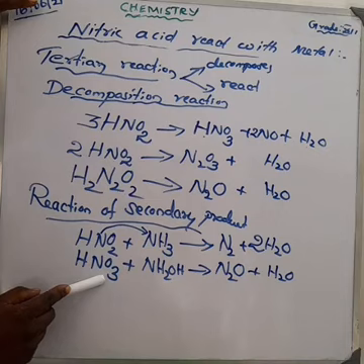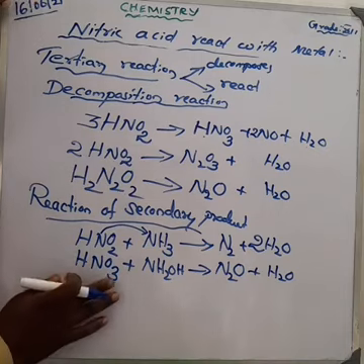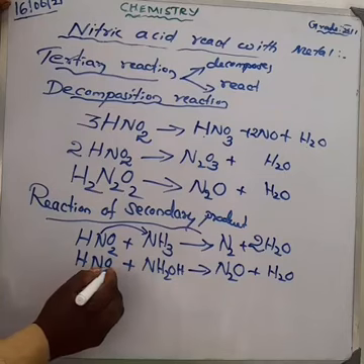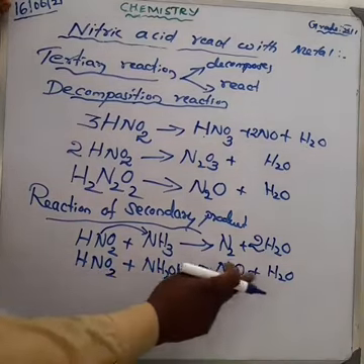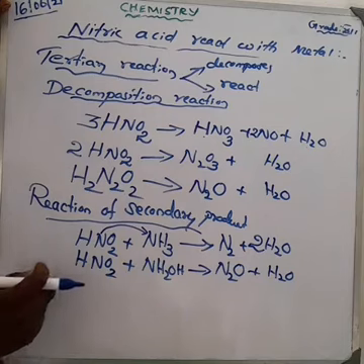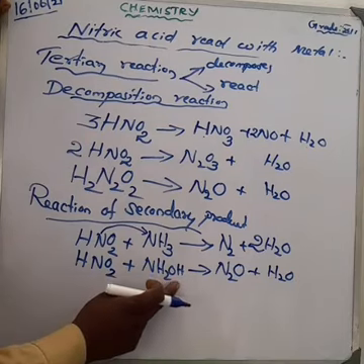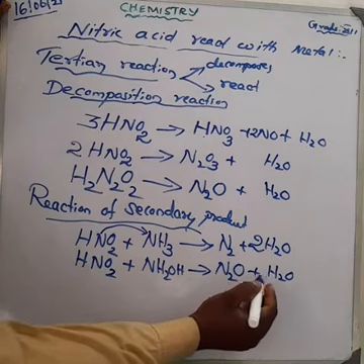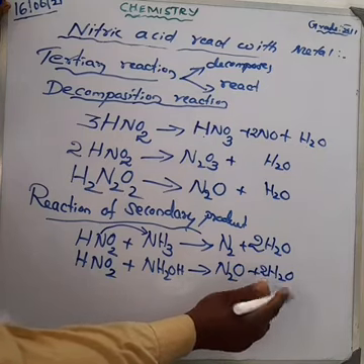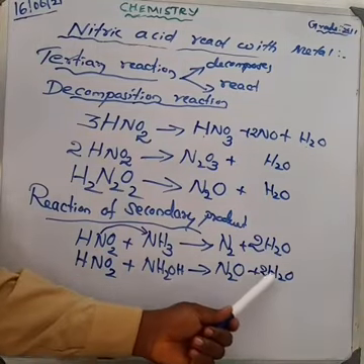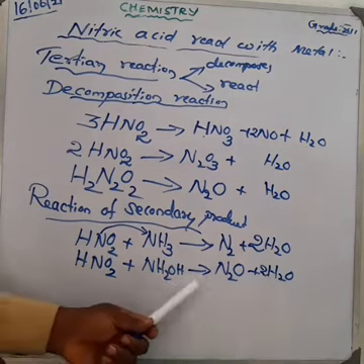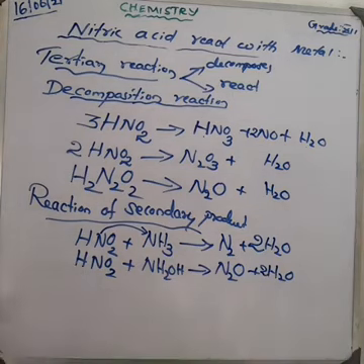HNO2, nitrous acid, reacts with hydroxylamine, NH2OH. We get N2O and water molecules. The reactant side has 3 oxygen atoms, so the product side also must have 3 oxygen atoms. Water is H2O. If you make the water 2, the oxygen is balanced. What about the hydrogen? The reactant side has 4, and here also 3 plus 1, 4. Now the equation is balanced.